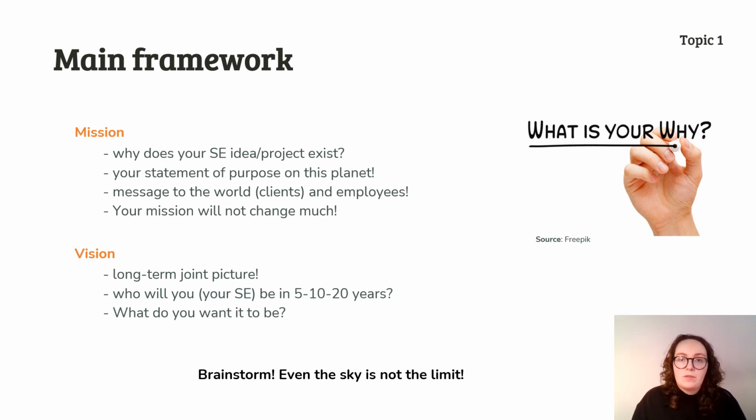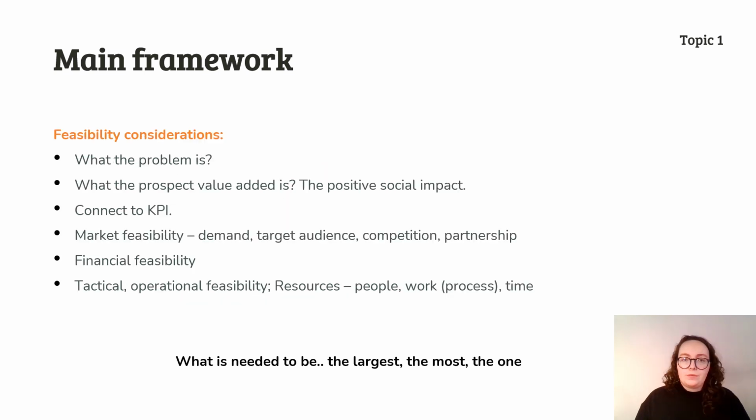It's important in the formulation of these 2 elements to brainstorm. You really need to get to the root of your major elements of strategy, your mission and your vision. When formulating your mission and vision, you must apply a realistic approach. What helps to formulate your mission and vision is the articulation of what the problem is and what the prospective value added is that you will provide for this problem.